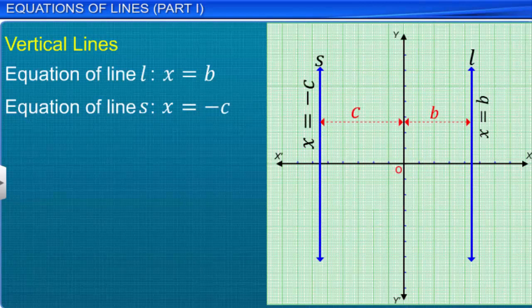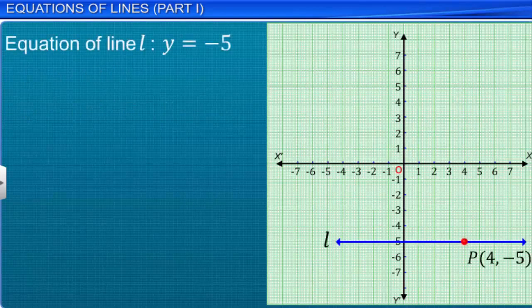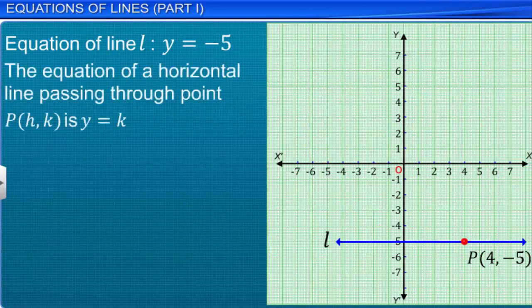For example, consider point P. The equation of the horizontal line L passing through point P is y = -5. So in general, the equation of any line parallel to the x-axis or a horizontal line passing through point P(h, k) is y = k.